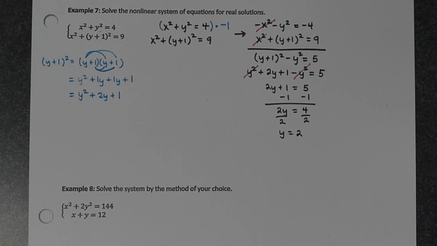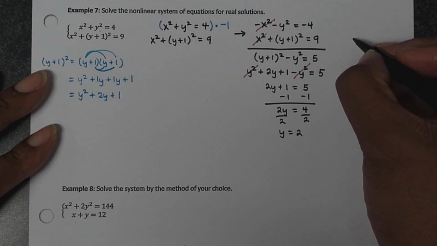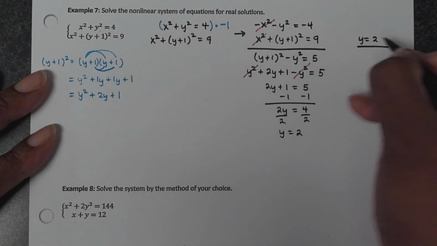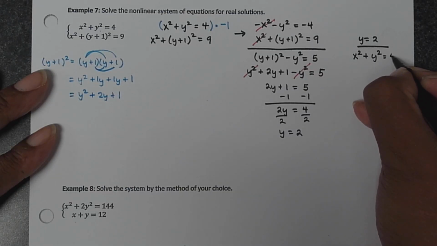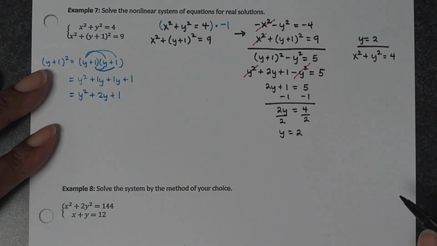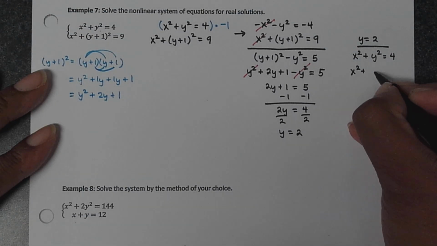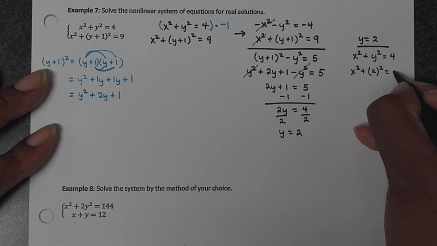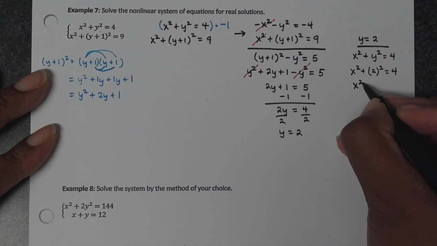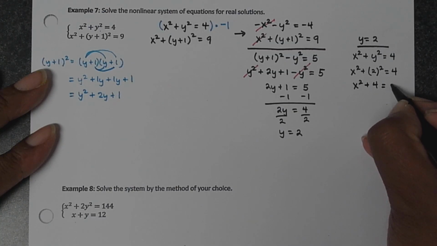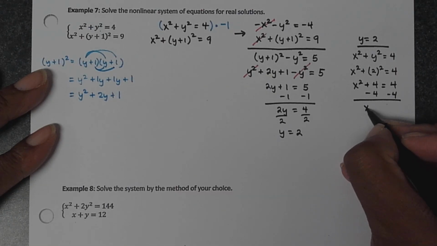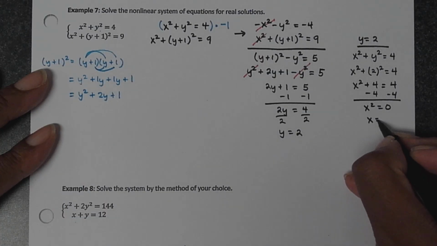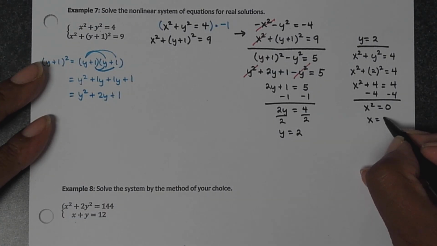All right, so now I need to find out what x is. I got y. For y equals 2, I'll use that first equation, that's easier to work with. x squared plus y squared is equal to 4. Replace the y with the 2, so it'll be x squared plus 2 squared is equal to 4. If you square the 2, you'll get 4. So it'll be x squared plus 4 is equal to 4. Subtract 4 on both sides. x squared is equal to 0. And the only number that squared gives you 0 is 0.